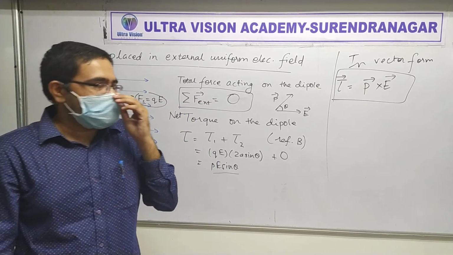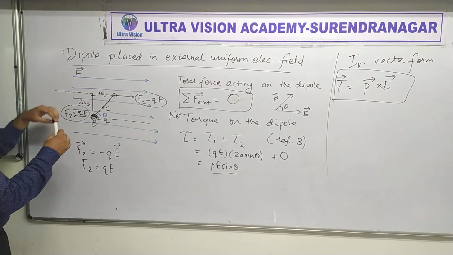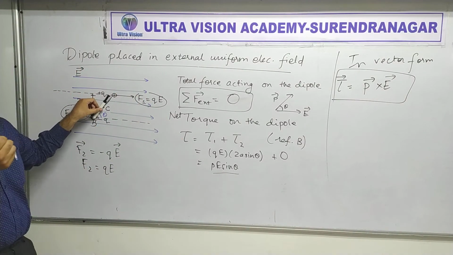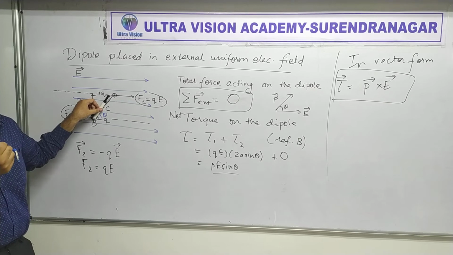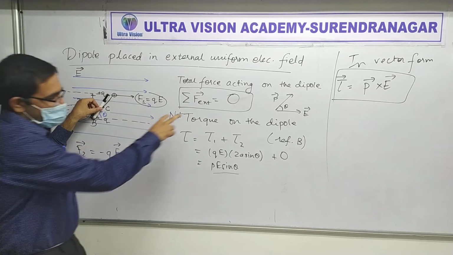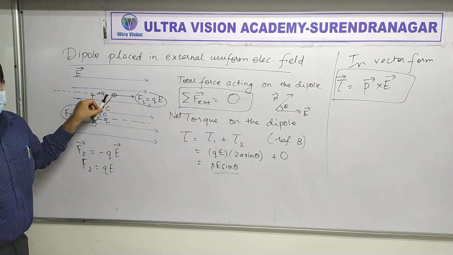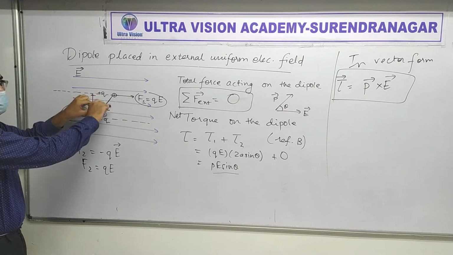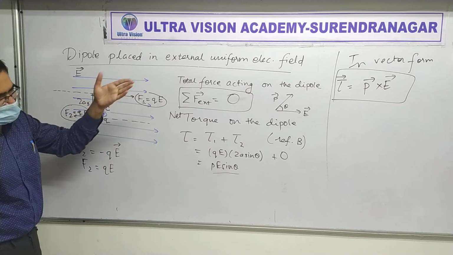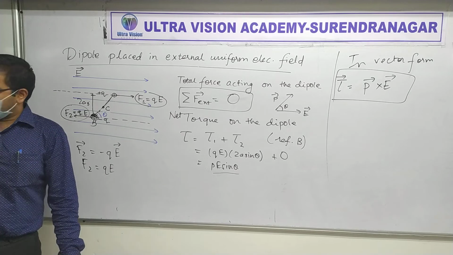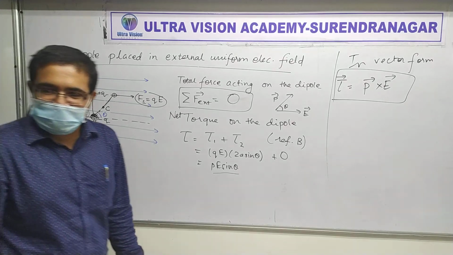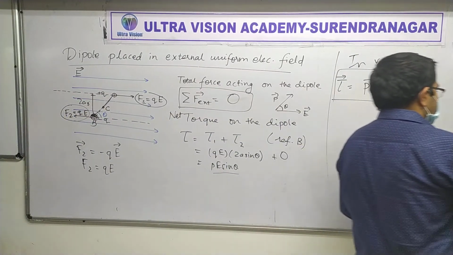Okay. So what that means is this dipole will not do translation. You understand? Why not translation? Because total force is 0. It will only do rotation because torque is not 0. Fine? Everything clear about it? Yes. Next one.